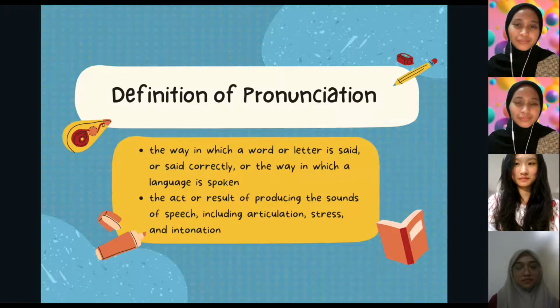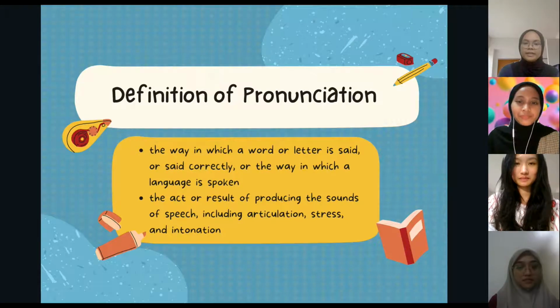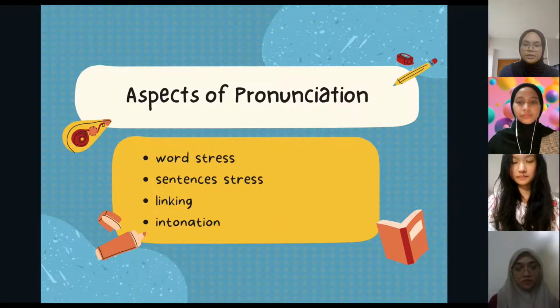So, what is pronunciation? Pronunciation is the way in which a word or letter is said correctly, or the way in which a language is spoken. It is the act or result of producing the sound of speech, including articulation, stress, and intonation. Next slide.